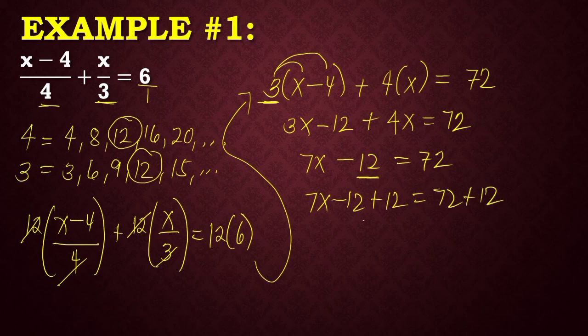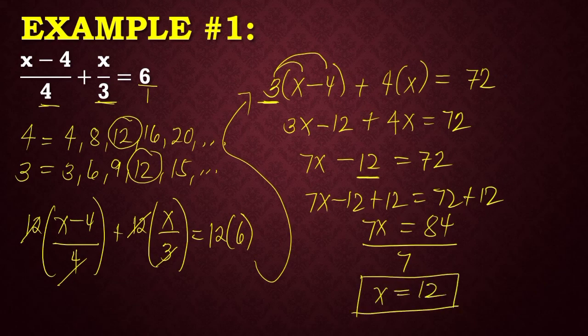So, 7x is equal to 72 plus 12, that is 84, and then we divide the whole equation by 7. So, the value of x is 12. So, ang next na gagawin naman natin, isa-substitute natin yung nakuha nating value na 12 dun sa given equation para ma-check natin, ma-verify natin kung tama ba talaga na value ng x ay 12.